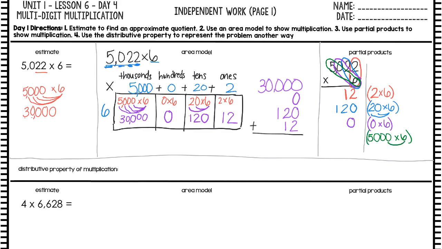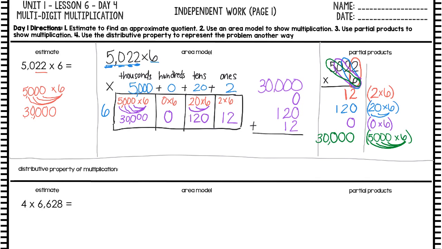The 0 in the ones place times 6 is 0. The 0 in the tens place times 6 is 0. I need to make sure I'm lining up my numbers. The 0 in the hundreds place times 6 is still 0. And then the 5 in the thousands times 6 is 30.